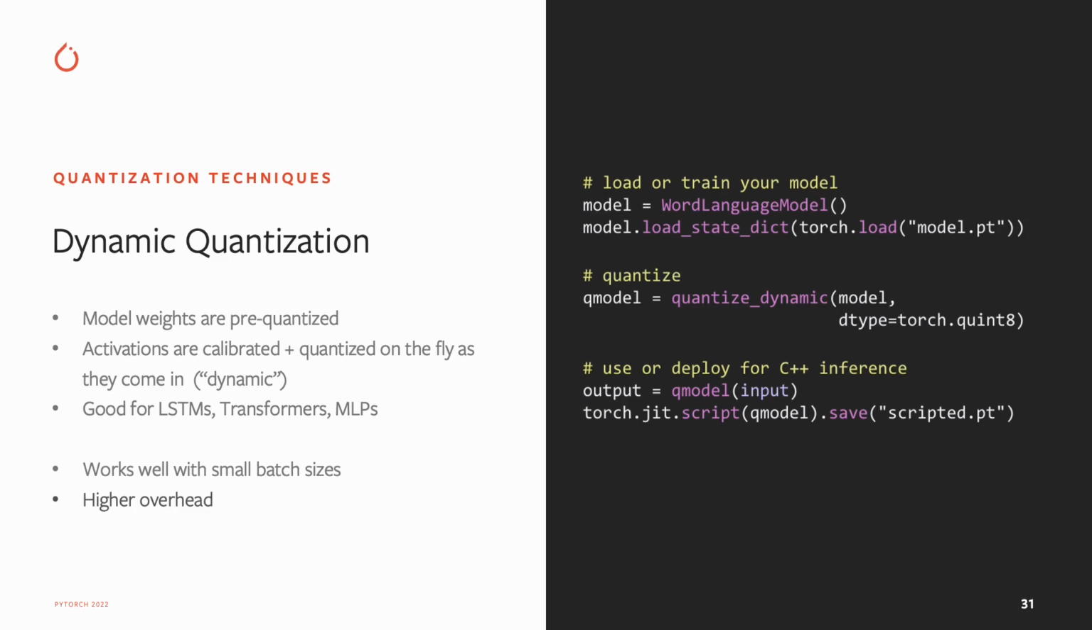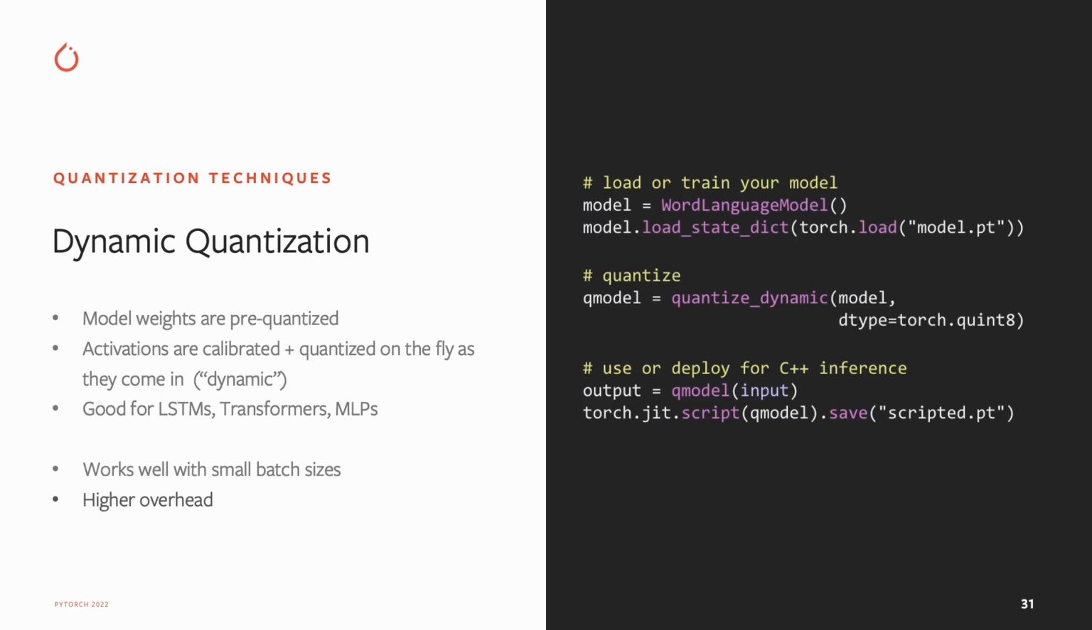Here, the weights are pre-quantized. That is, they're converted to integers offline. And as each activation comes into a layer, it is quantized online or on the fly, hence the name dynamic. So quantizing online consists of two steps. First, you calculate the Q params, the quantization parameters S and Z. This step is also known as calibration. And the next step is the actual conversion from floating point to integer, which uses the Q params.